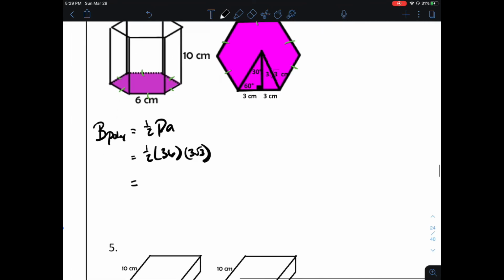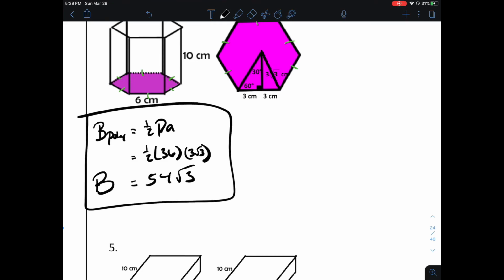So the area of the base, this polygon, is half of 36, which is 18. 18 times 3 is 54. So the base is 54 square roots of 3. You want to be real specific, square centimeters.